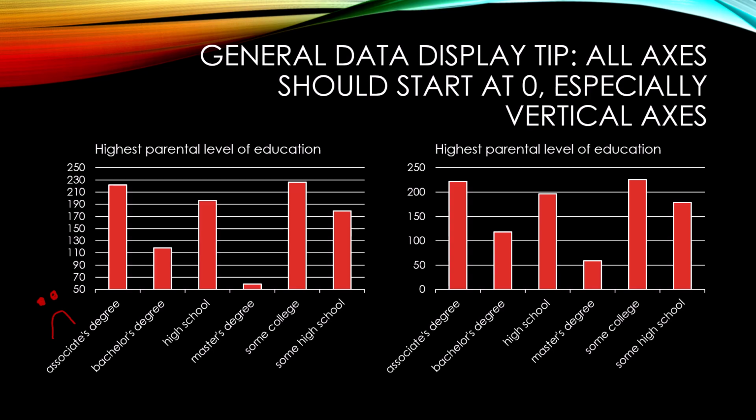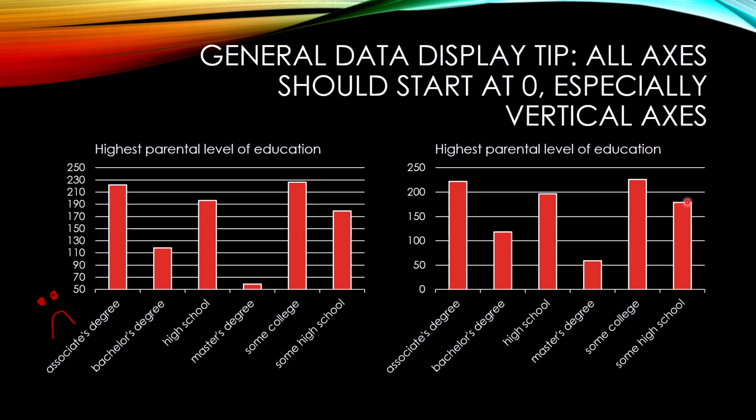Look at the master's degree here and compare them to the bachelor's degree. If I wasn't looking at the labels, it would look like the number of people with a bachelor's degree is like 6 times the number of people with a master's degree. We tend to see area, and so we compare areas, where in reality, master's degree at somewhere around 60, bachelor's degree somewhere around 120, so it is about double, but it's not 6 times as much.